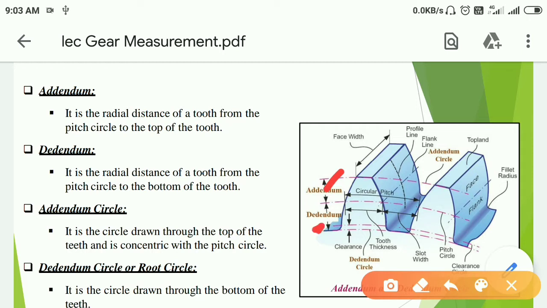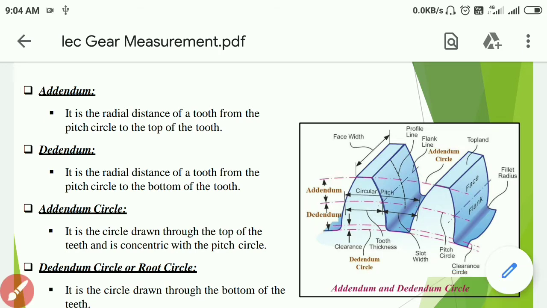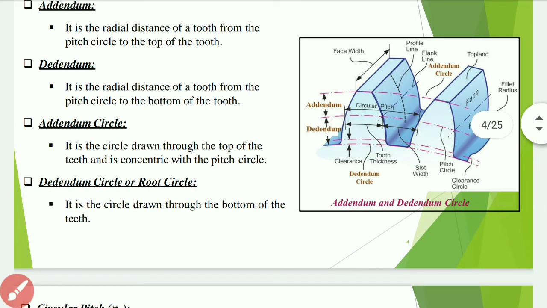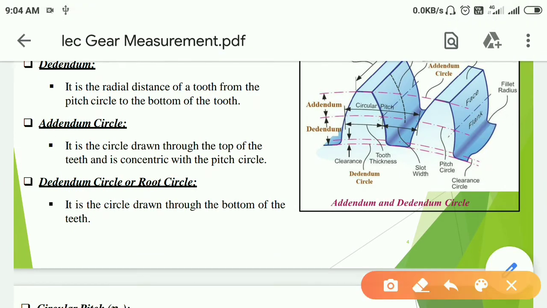Next is addendum circle. It is the circle drawn through the top of the teeth and is concentric with the pitch circle. Here it is shown in diagram. Then dedendum circle or root circle. It is the circle drawn through the bottom of the teeth. Here it is shown.